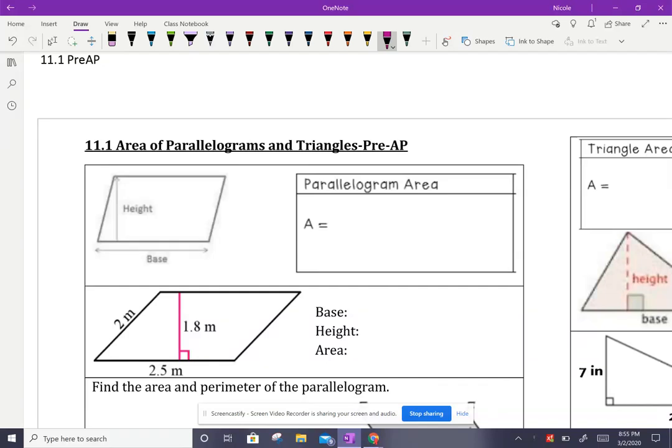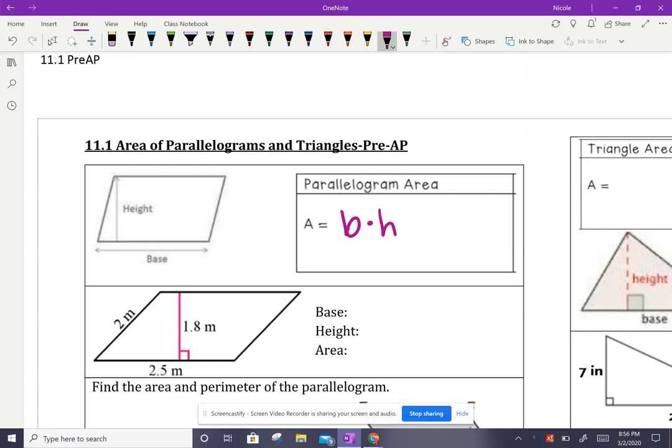All right, so we are jumping into chapter 11, which is all about area. Today we are going to be covering 11.1, areas of parallelograms and triangles. So we've talked about parallelograms before. We covered that in chapter 6. So for the parallelogram area, we just have a formula we follow. And that formula just says base times height.